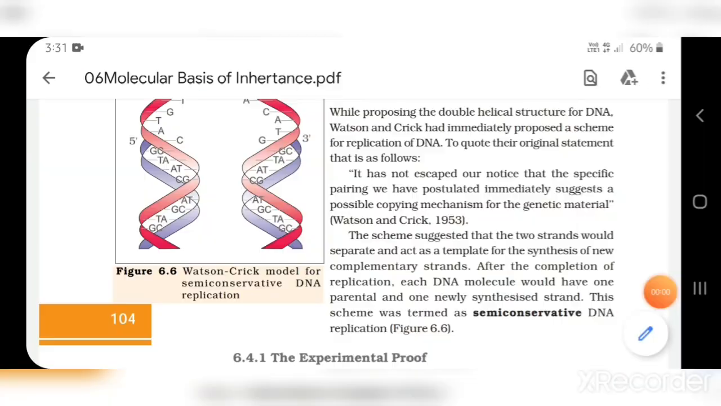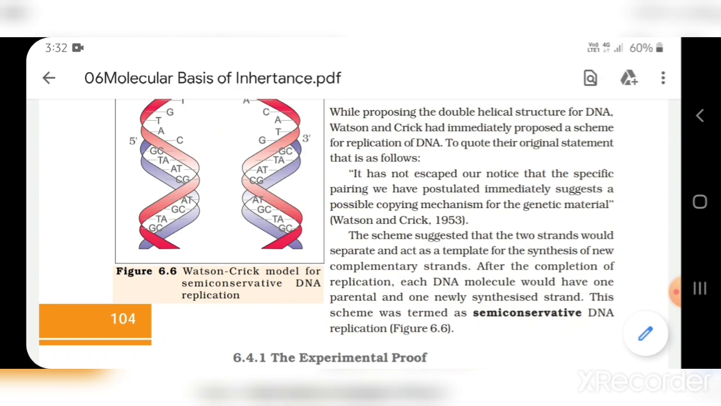Okay, so let's get started. We will start with the replication of DNA. In my last video, we already went through the confirmatory proofs that DNA is the genetic material through the Hershey and Chase experiment. So today we will go through the replication of DNA.